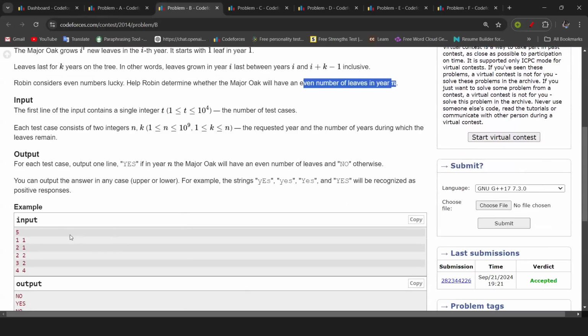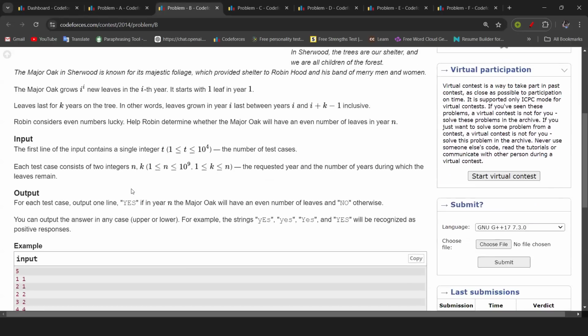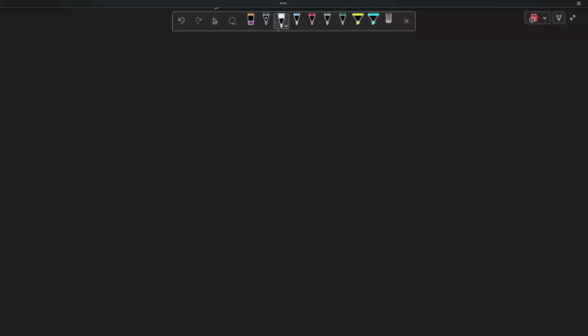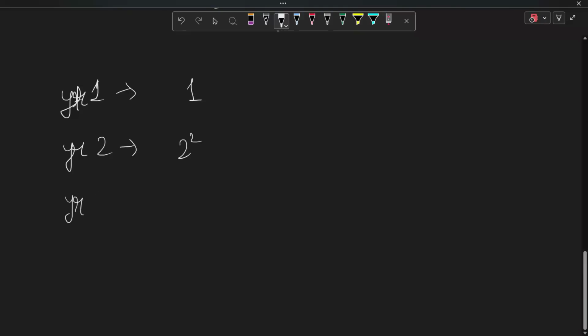Okay, so let's understand what the problem is saying. It's saying that Robin grows i to the power i leaves in every ith year, and each of the leaves lasts for K years. Okay, so what does that mean? Let's say what would happen in year one. Robin would grow one leaf. Year two, Robin would grow 2 to the power 2 leaves. Then year three, he would grow 3 to the power 3 leaves. Year four, he would grow 4 to the power 4 leaves.